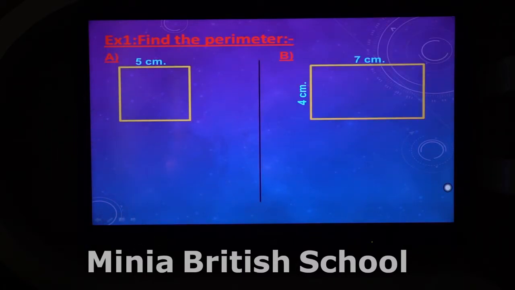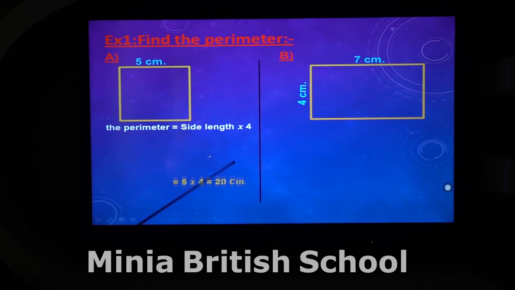Exercise number 1, find the perimeter. Here, what is the name of the first figure? Yes, it's a square. What about the second one? It's a rectangle. And we learned before the rule of the perimeter of any square and the rule of the perimeter of any rectangle. For the first one, the perimeter equals what? Side length times 4 because it's a square. By substitution, side length here equals 5 from the figure, times 4, it will be 20 centimeters.